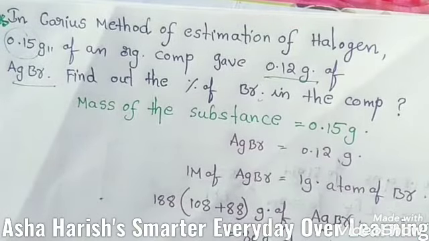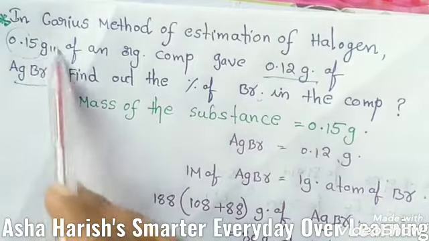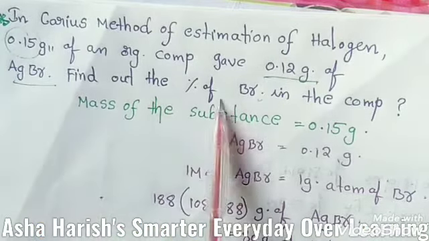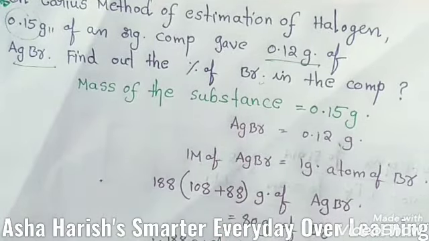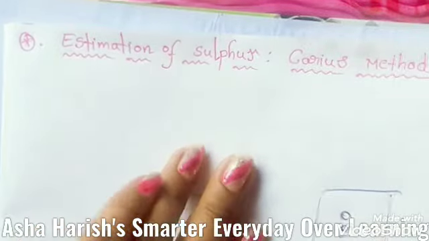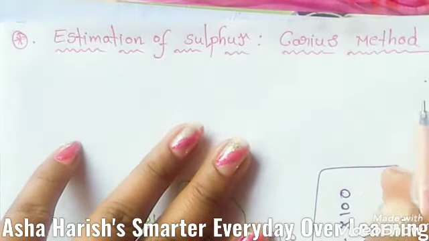Okay students, this is about the calculation in the Carius method, the estimation of halogen. Here they have given the exact mass of the organic compound substance, and we have to calculate the percentage of bromine in this way. Now we shall go for the next one, estimation of sulfur by Carius method.